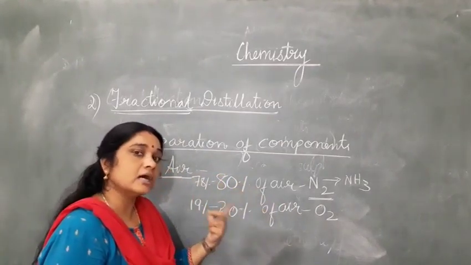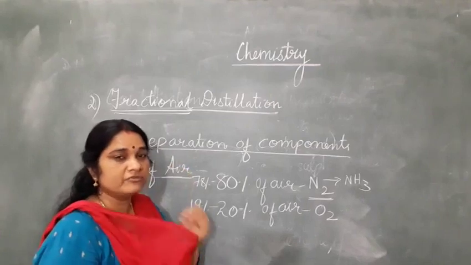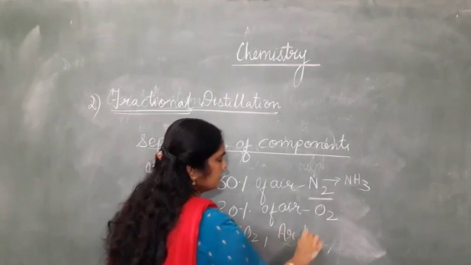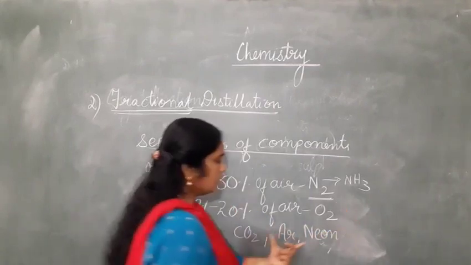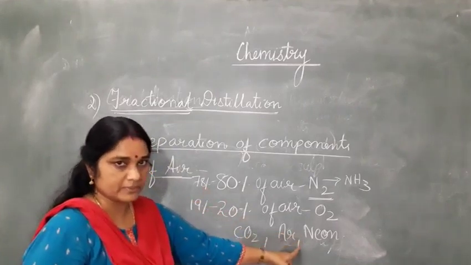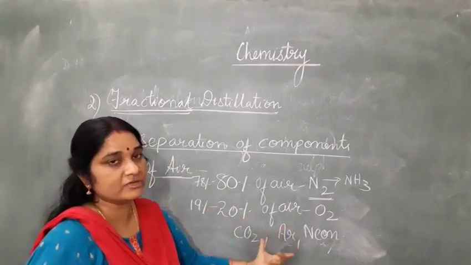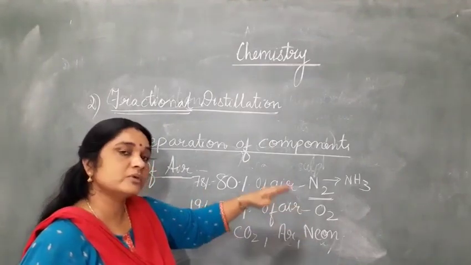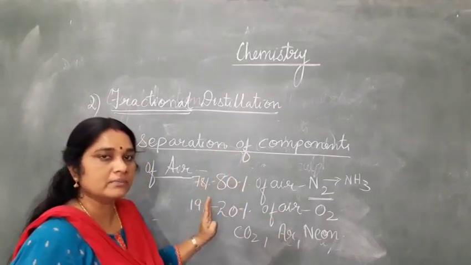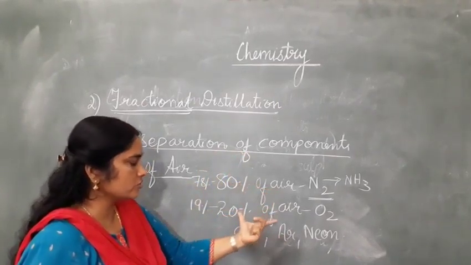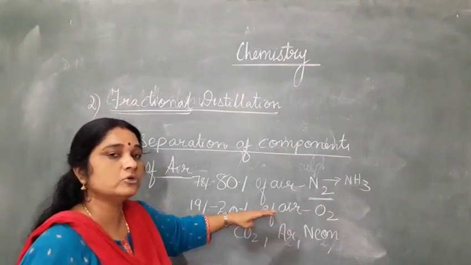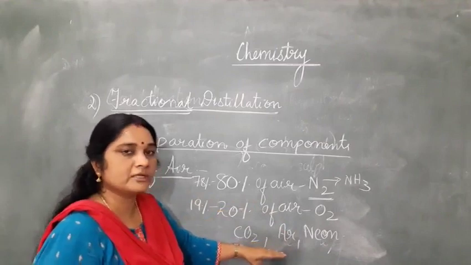Along with this, there are other gases present in the air in very small quantity, such as carbon dioxide and inert gases: argon, neon. All are different inert gases present in the air. All these components can be separated based on the difference in the boiling points, and the boiling point is very low for these. So based on that, fractional distillation of air can be done to obtain nitrogen, oxygen, carbon dioxide, argon, neon, xenon, krypton. All those different inert gases can be obtained from air.